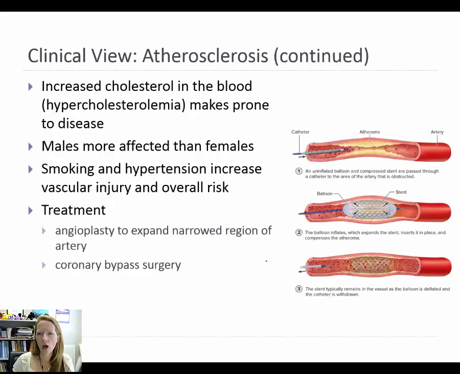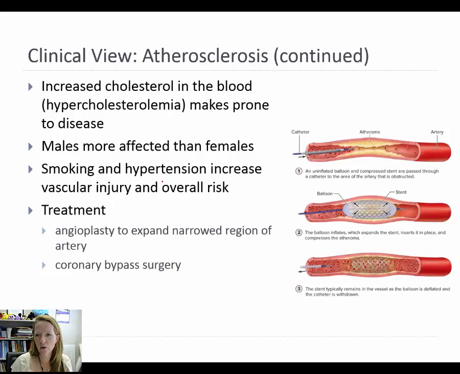Another thing that can cause it is cholesterol. That can make you more prone to the disease. Males are going to get it more often than females. Smoking, you have an increased risk. Hypertension, of course, smoking can cause hypertension. So it's interesting how sometimes hypertension can be the cause and atherosclerosis can be the effect, but then sometimes atherosclerosis can be the cause and hypertension can be the effect.